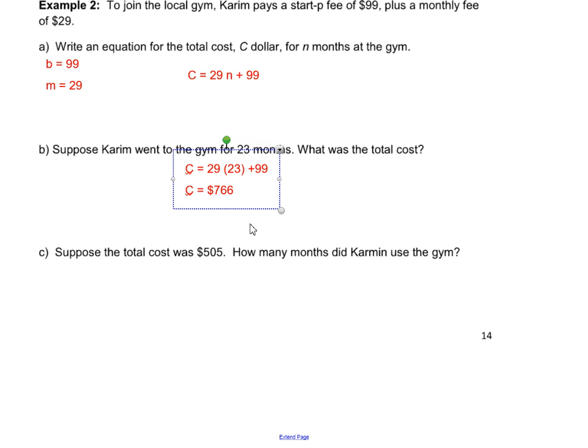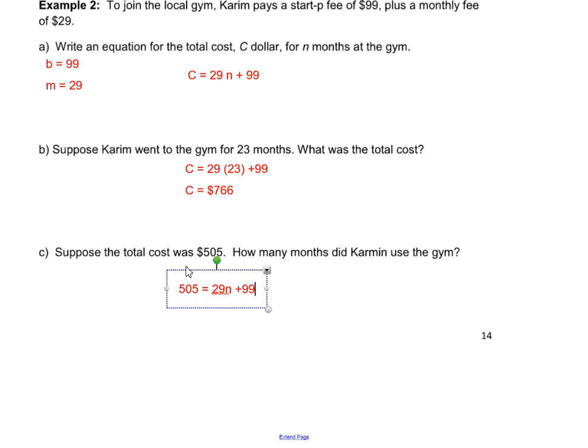Now, suppose the total cost was 505. How many months did she go to the gym for? So now we've got a total cost of 505. So C is equal to 505. So I'm going 505 is equal to 29 times N plus 99.